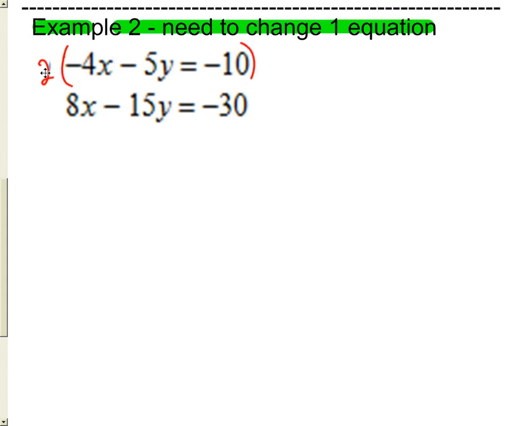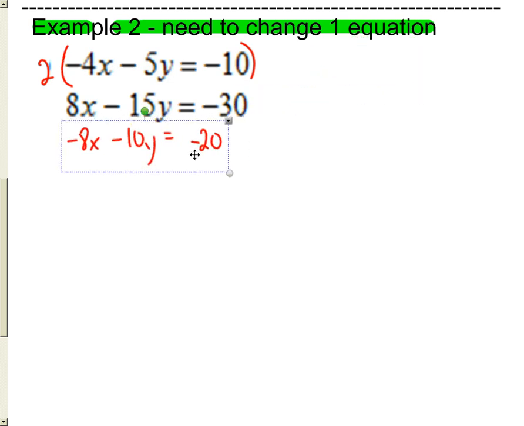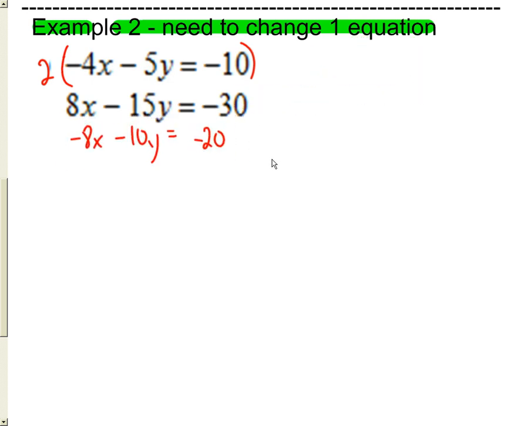Positive 2. 2 times negative 4x equals negative 8x. 2 times negative 5y equals negative 10y. And don't forget to do this one. 2 times negative 10 equals negative 20. A lot of times what I like to do, when I've changed just one equation, is write it right underneath the other equation that I'm not touching, because now I can add it and be on my way.